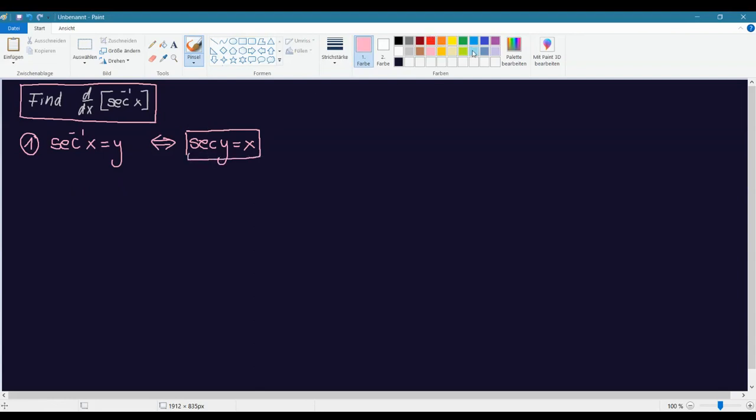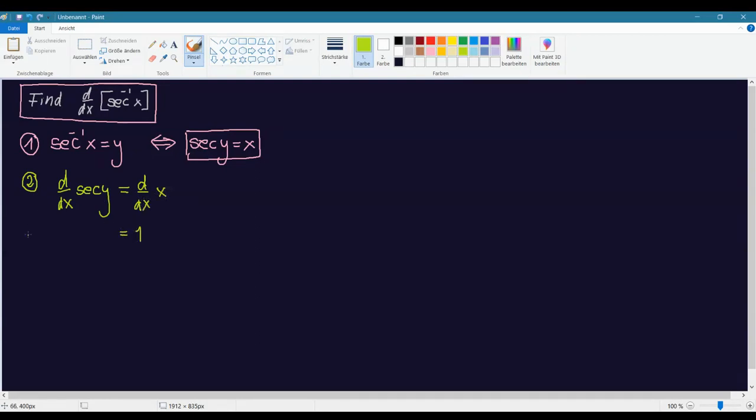Now, we're going to use implicit differentiation to derive the inverse formula of arcsecant x today. And so what we're going to do is differentiate both sides of the equation separately. We're going to derive secant y with respect to x, so we're going to have a chain rule there. And we're going to derive x with respect to x, which is just going to be 1.